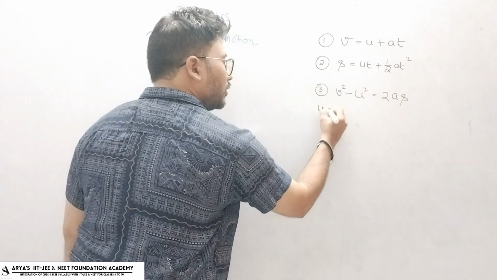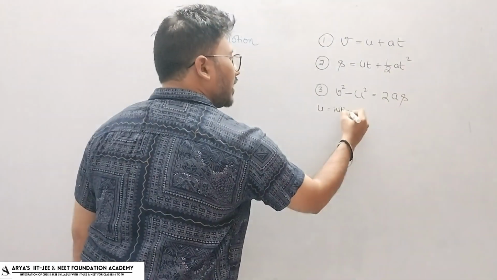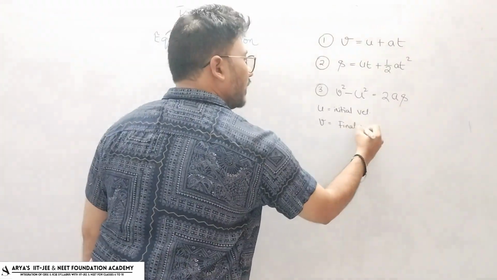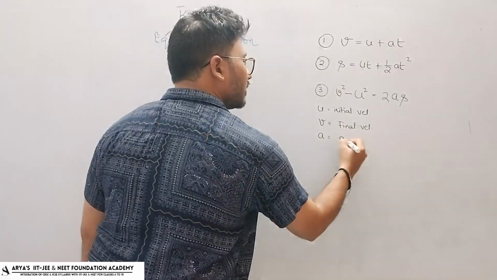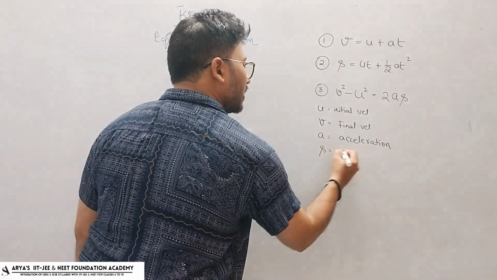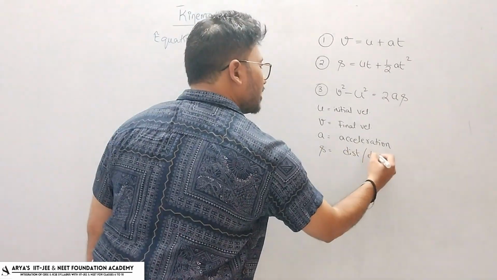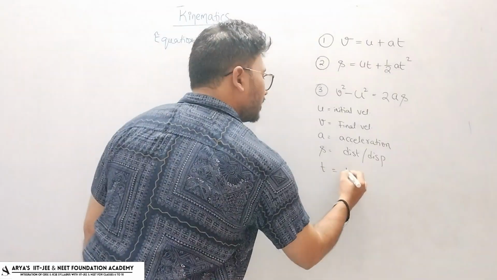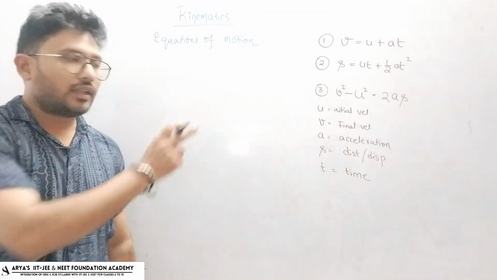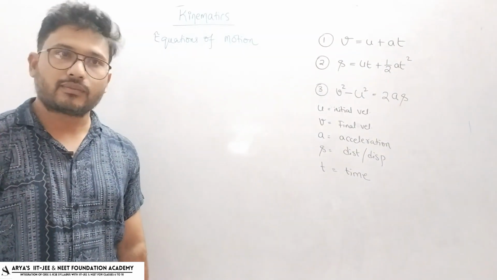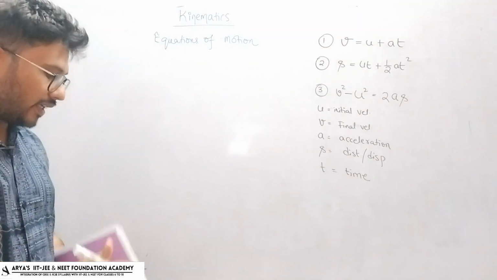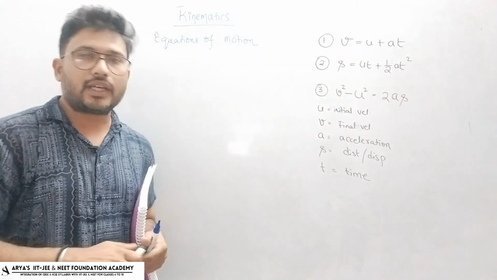Here U stands for initial velocity, V stands for final velocity, A stands for acceleration, S stands for distance or displacement, T stands for time. So these are the notations. These three equations you should have an idea of, so that we can solve any numerical problem related to equations of motion.